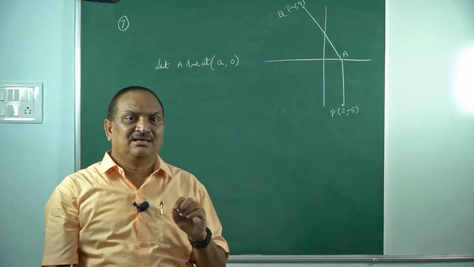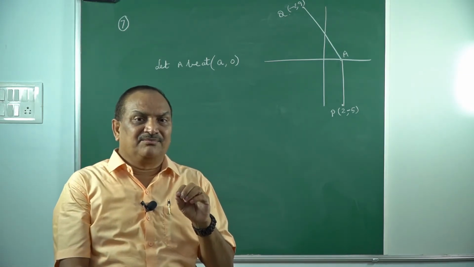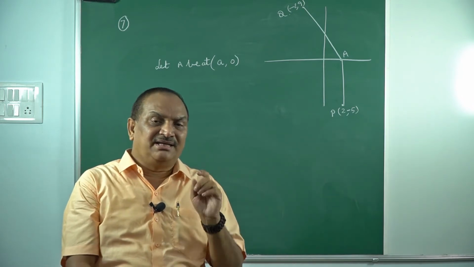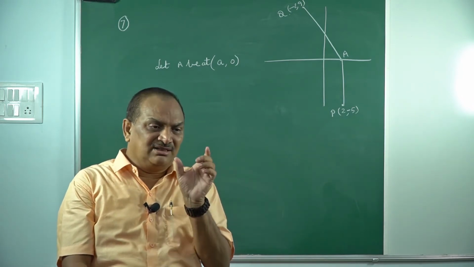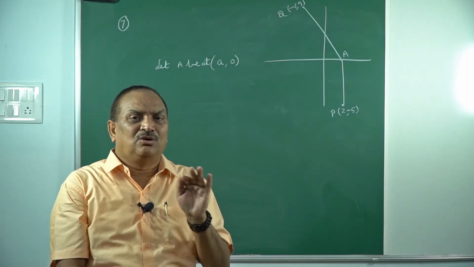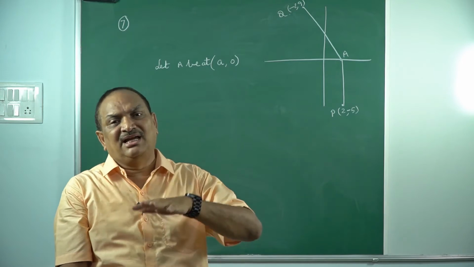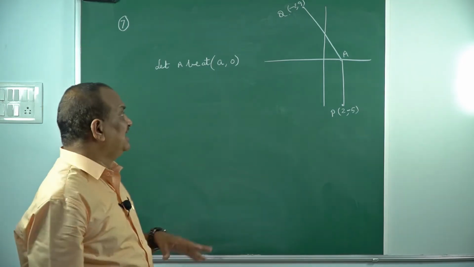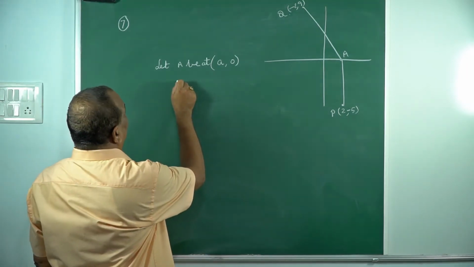Capital A is the name of the point. (a, 0) is the set of coordinates, an ordered pair. So don't put an equal sign between them. A name and an address cannot be equal. Okay, fine.